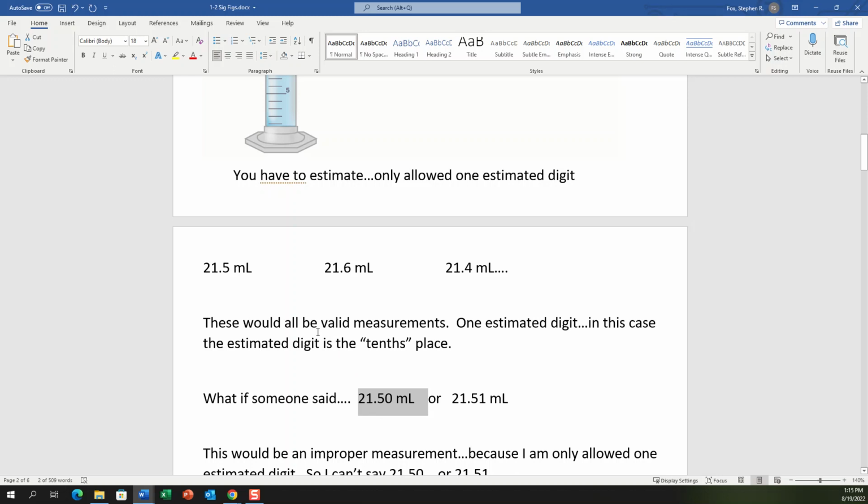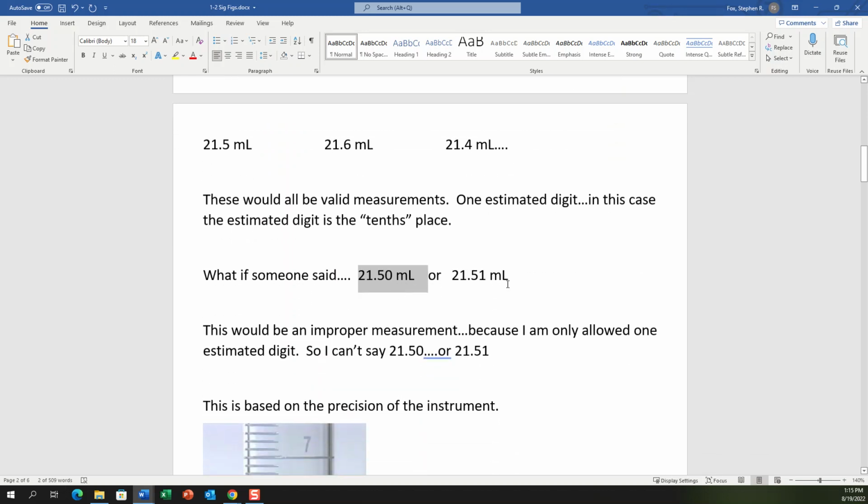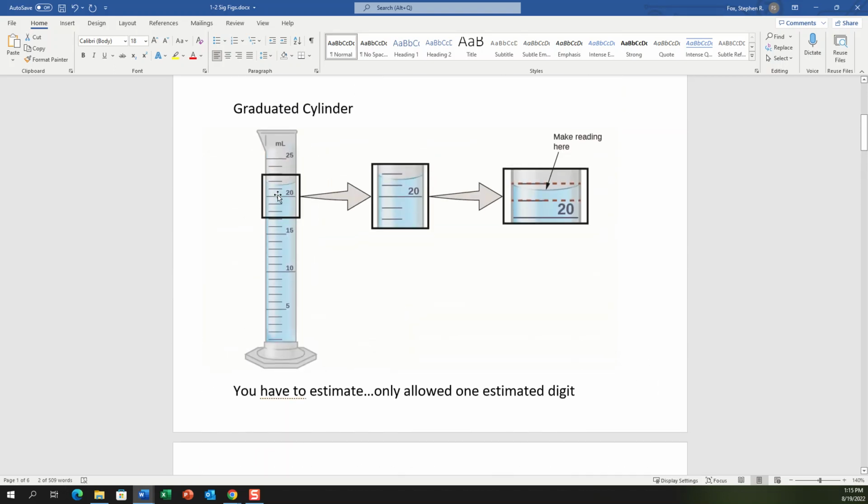It's about significant figures, and we'll talk about that. And I'll show you why it's important here in a second. So I wouldn't be able to say that stuff. That would be an improper measurement based on this graduated cylinder. None of my measurements should be to the hundredths place because the calibrations don't get me to that point. I can't do it.